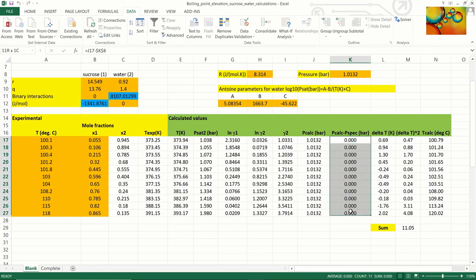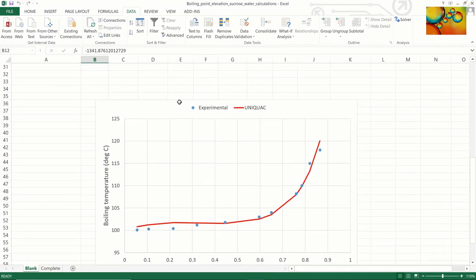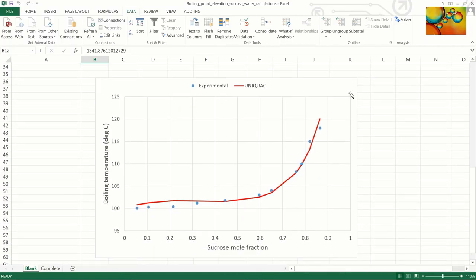The first thing to observe is that the calculated and experimental pressures are the same at all points. The temperature differences are generally below 1 degree Celsius, and these are the fitted parameters. Let's take a look now at what the results look like in a plot. The blue dots are the experimental data, and the red line is the result of calculations with UNIQUAC. Although not perfect, the results are quite good.